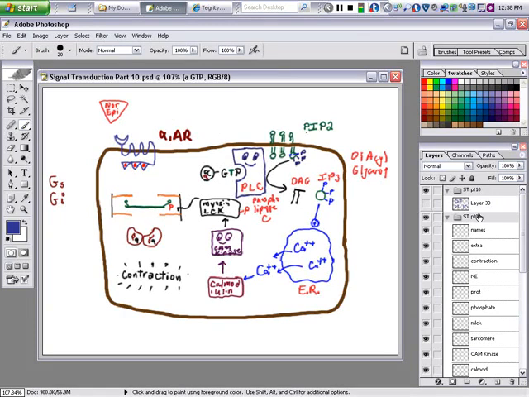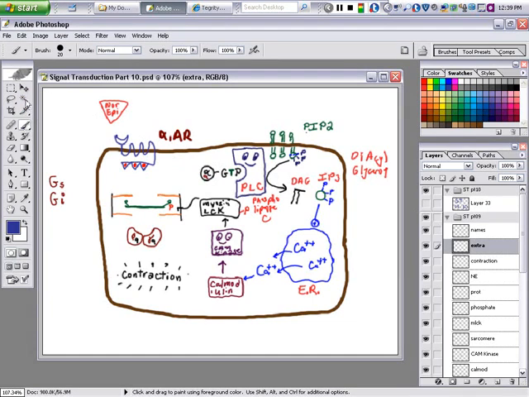The beta-1 receptor, what G protein does it go with? We only have two left, stimulatory and inhibitory. It goes with stimulatory. And what enzyme does stimulatory activate? AC, adenylyl cyclase, exactly. And so here, for alpha-1, the G protein is Q.